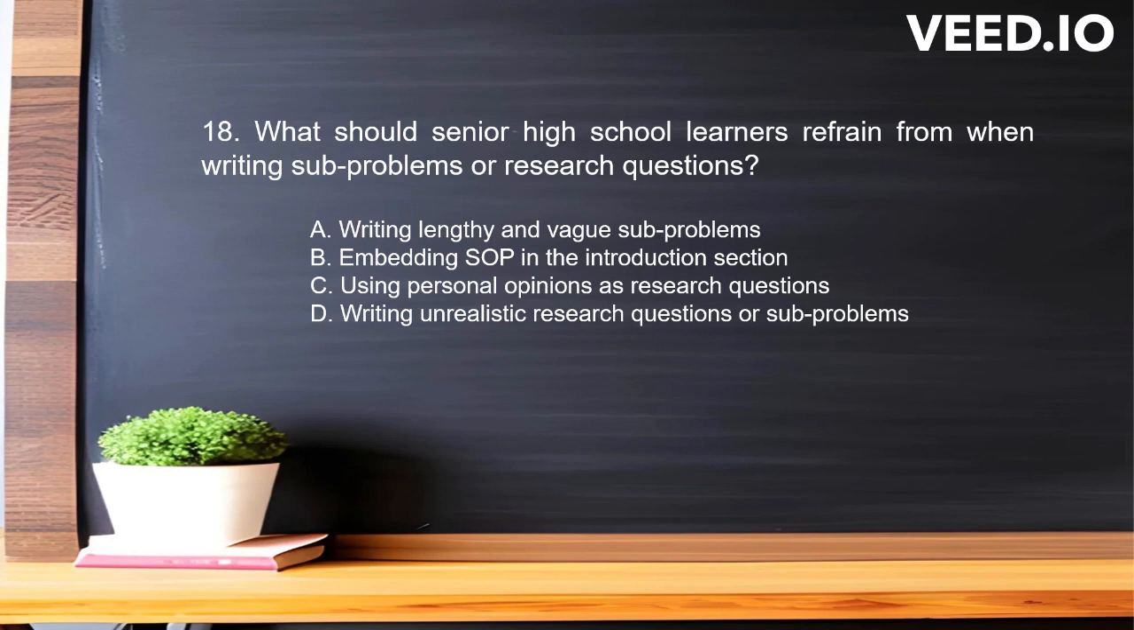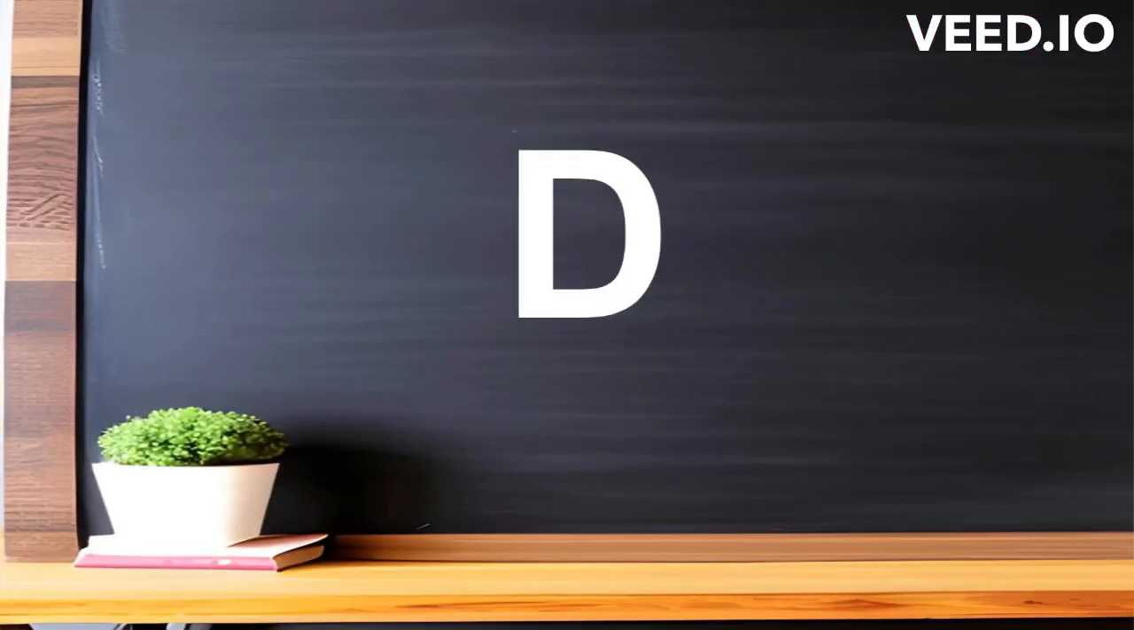18. What should senior high school learners refrain from when writing subproblems or research questions? A. Writing lengthy and vague subproblems. B. Embedding SOP in the introduction section. C. Using personal opinions as research questions. D. Writing unrealistic research questions or subproblems. The answer is D. Writing unrealistic research questions or subproblems.